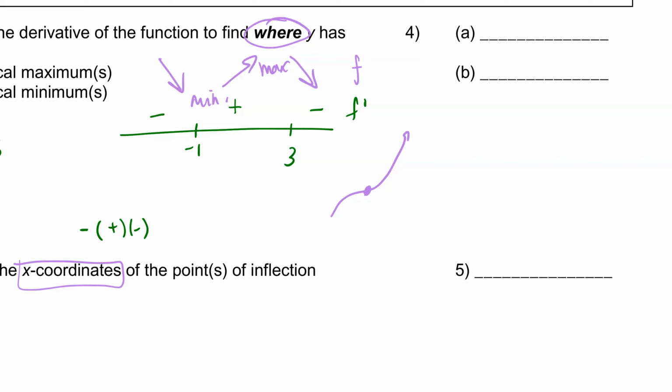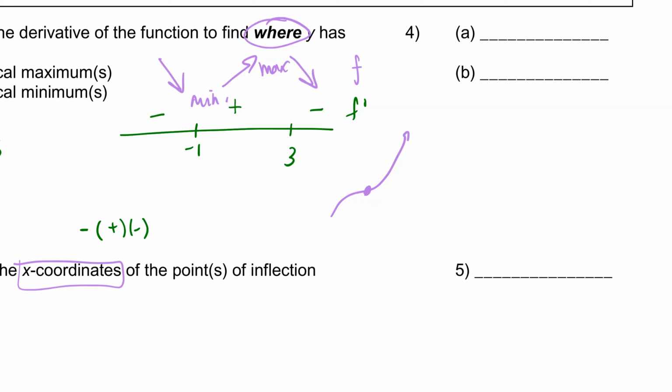You plug it back in. Well, because you're plugging into the first derivative function, you have to be plugging into the original function to find what the min and max value would be. Exactly. That's why I'm not asking you what the min and max are. I'm asking you where. Where is the location? Where is the x value?